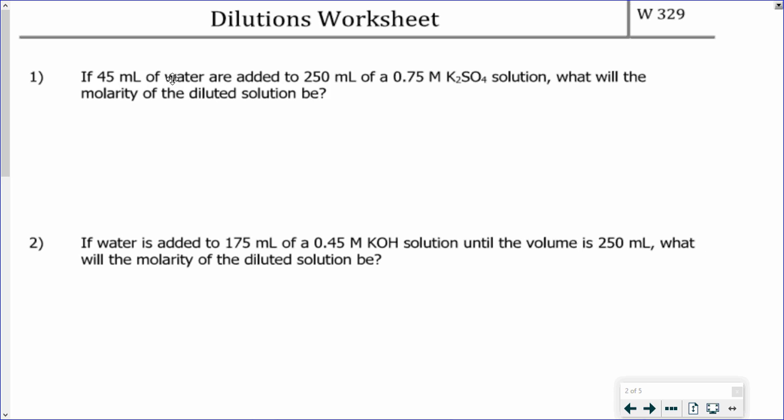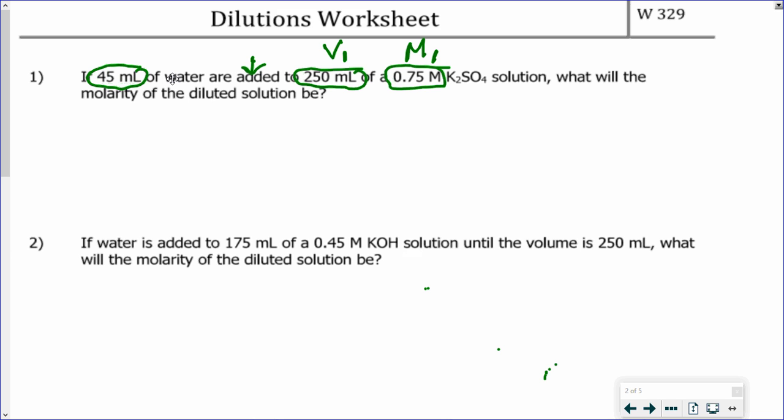All right, so let's look at number one. Just like we've always done, one of the first things I want you to do is circle everything that's got a little number. So it says 45 mils of water is added. That little added is very important. 45 mils is added to 250 of 0.75. The 250 and the 0.75, that's my initial stuff. That's my concentrate. That's my M1 and my V1.